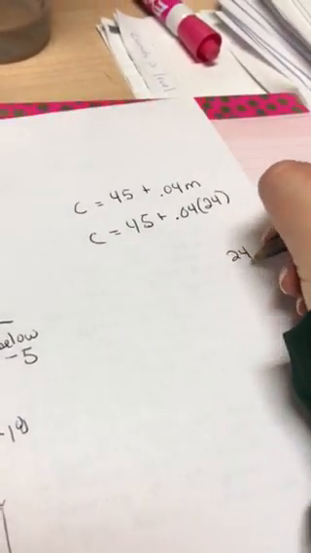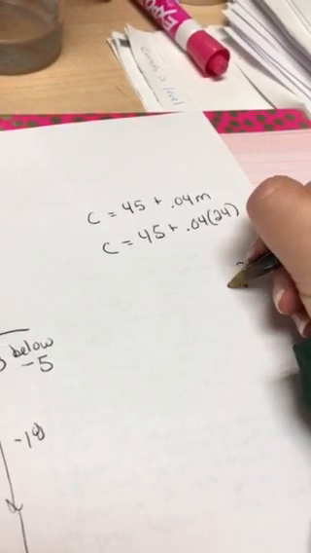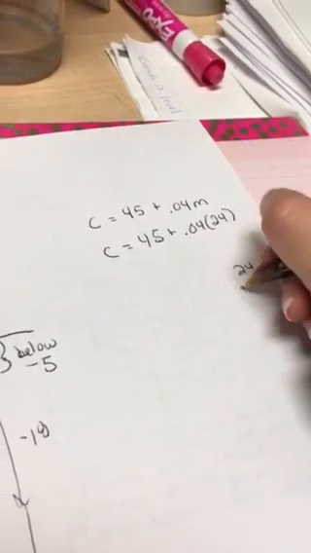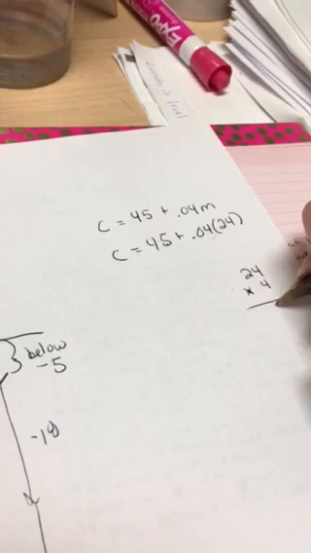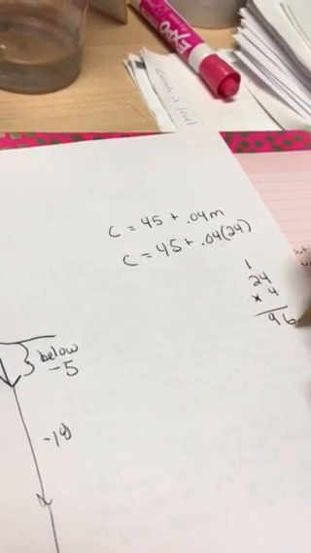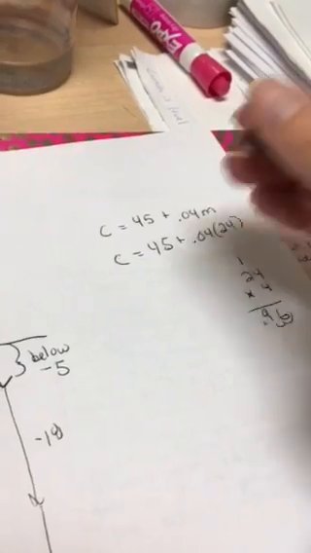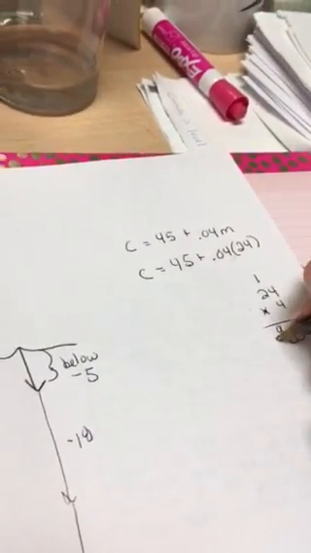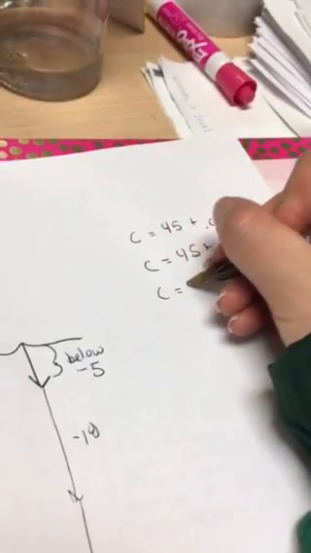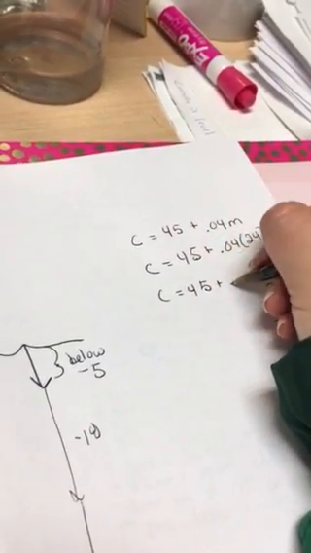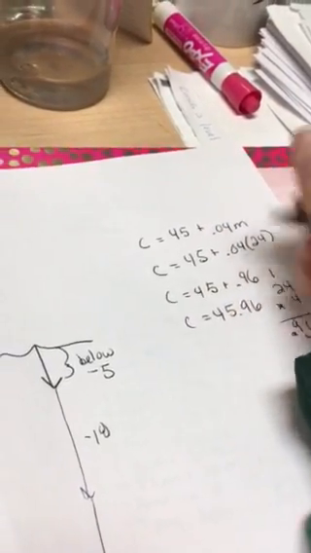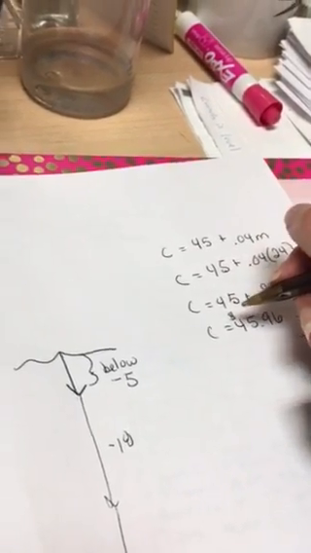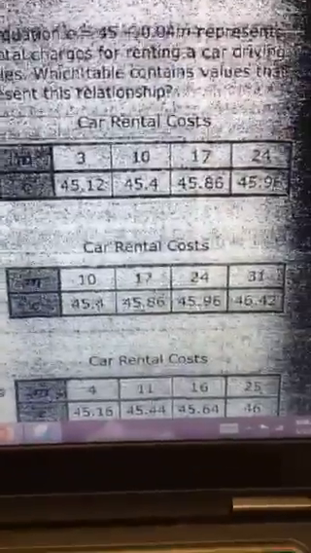So I would just have to do 24 times 0.04. I'm just going to do times 4, guys, and then I'm just going to move the decimal twice at the end. Okay, I get 96 cents, right? 96 hundredths. So C equals 45 plus 96/100ths. So my total cost would be $45.96. Oh, and that was the same for both of them too.